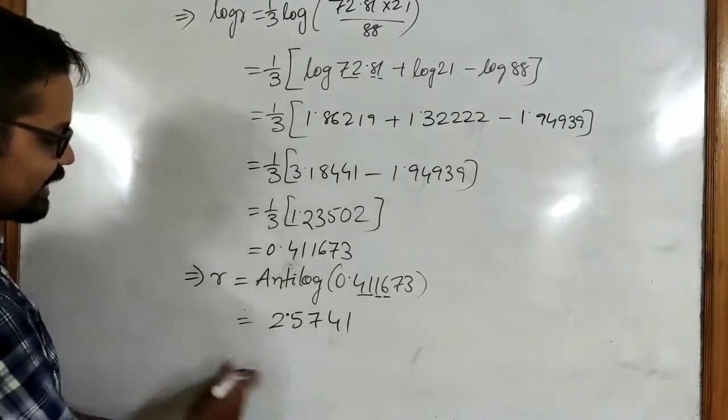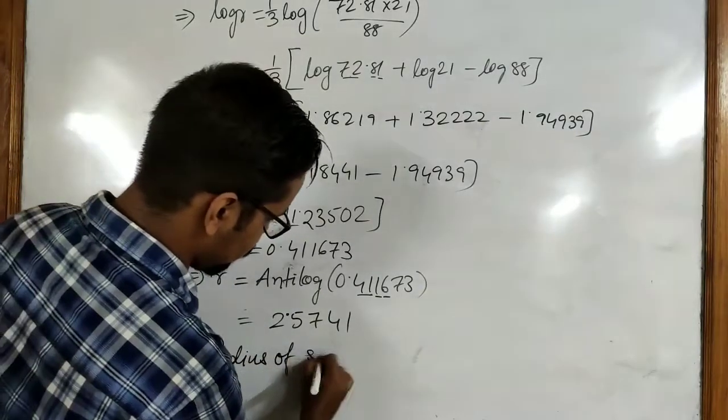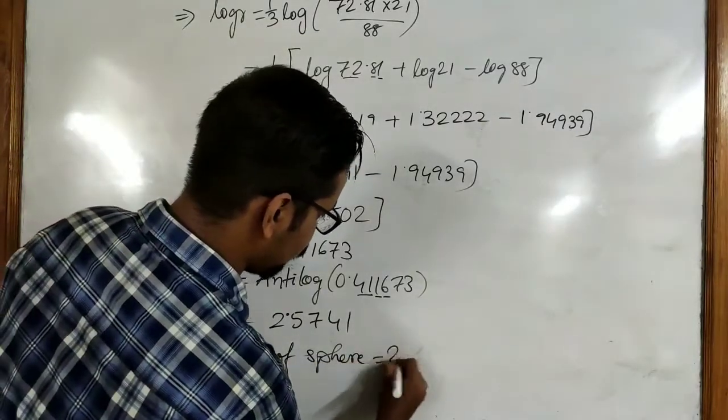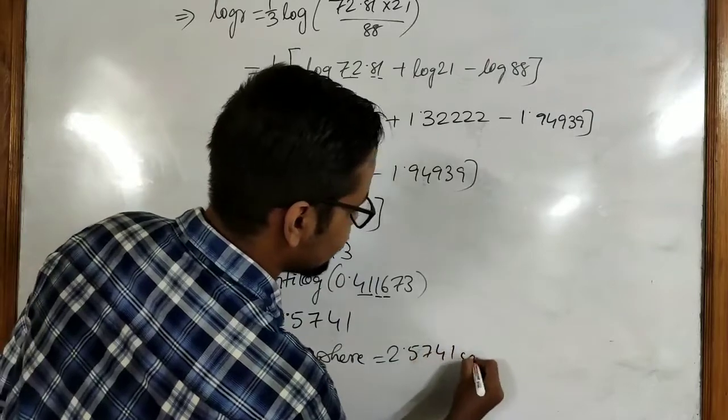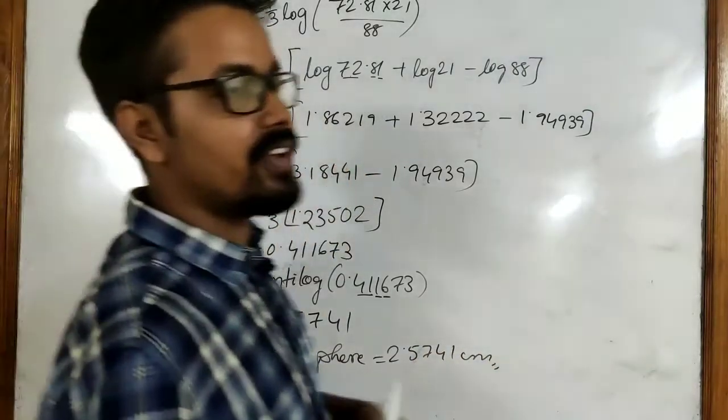This is the value, this is the radius. Therefore radius of sphere is equal to 2.5741 centimeter. So that's how you solve for the sum of area of a sphere.